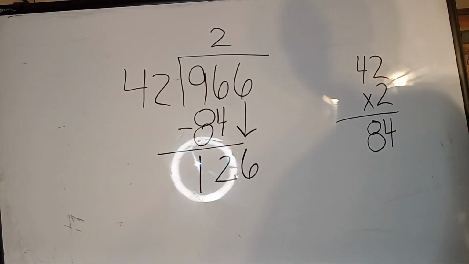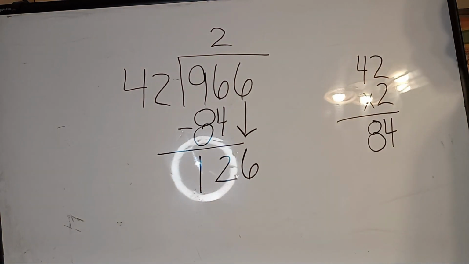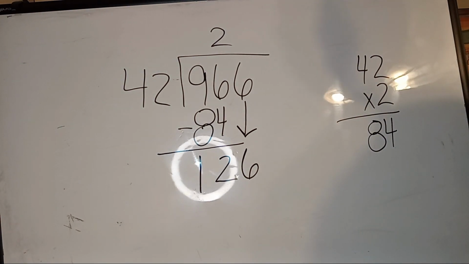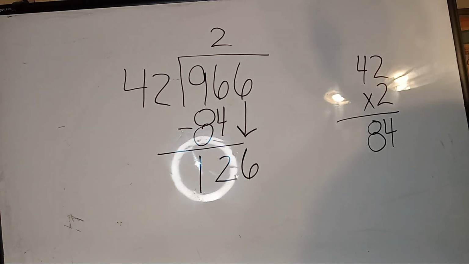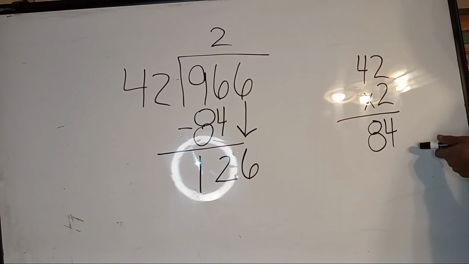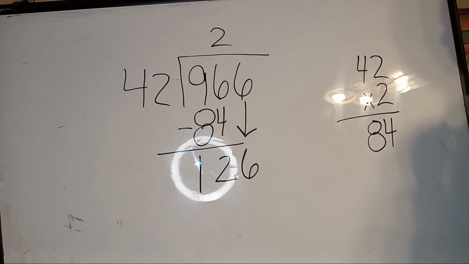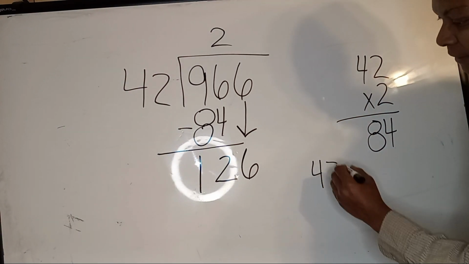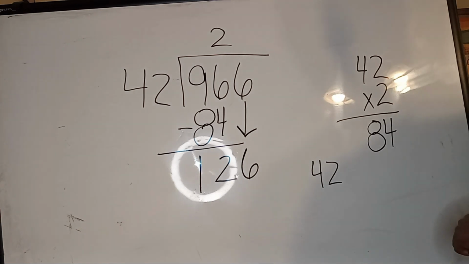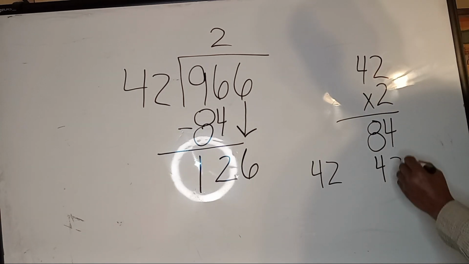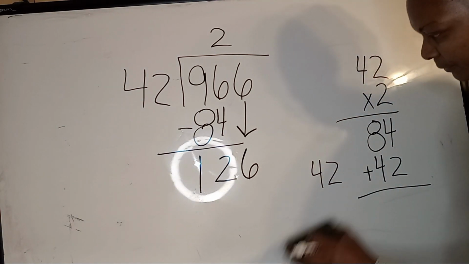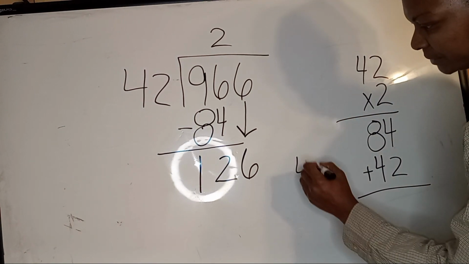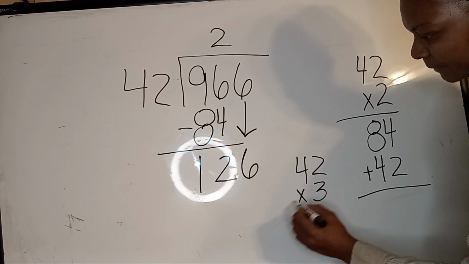Now we have a new number of 126. Now, we need to do the same thing. We need to know how many groups of 42 we can get to reach 126 or as close as we can get. So we already know that 2 groups gave us 84. That's not close enough. So we're going to try one more time. There are 2 ways you could do that. You could either add 42 to this, which I'm going to show you, or you could just do a whole new equation, which is 42 times 3. I'm going to do both.